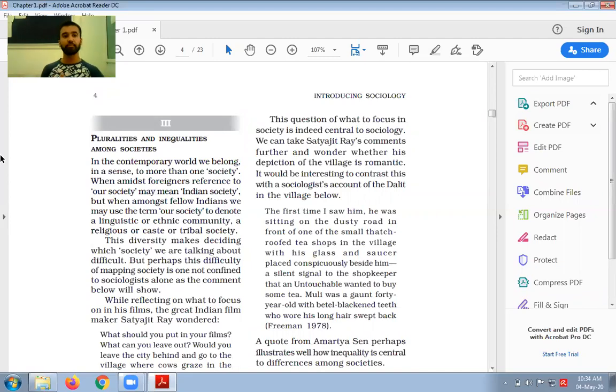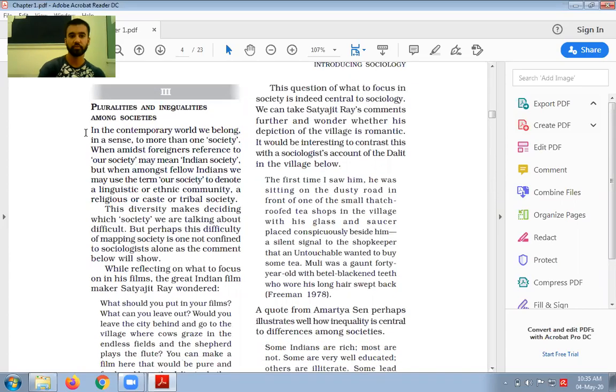Not only pluralities are there in the Indian nation, there are inequalities as well. So this is what pluralities and inequalities are all about. These two things are there in the society, right? So we're going to read from this paragraph.